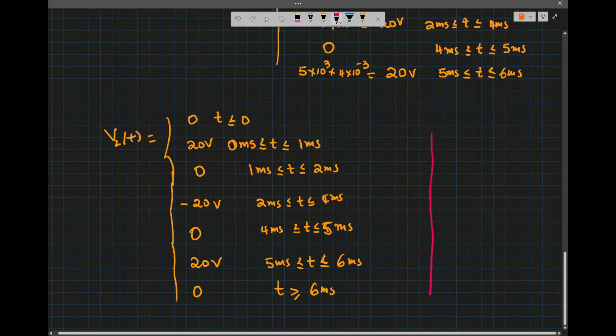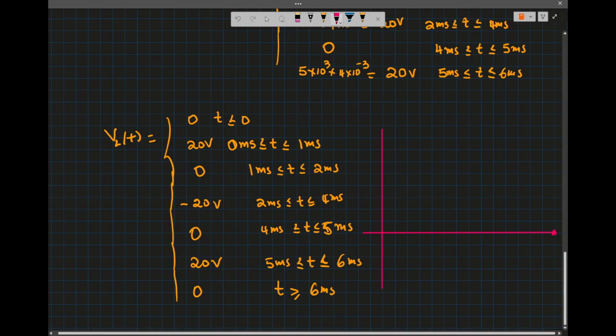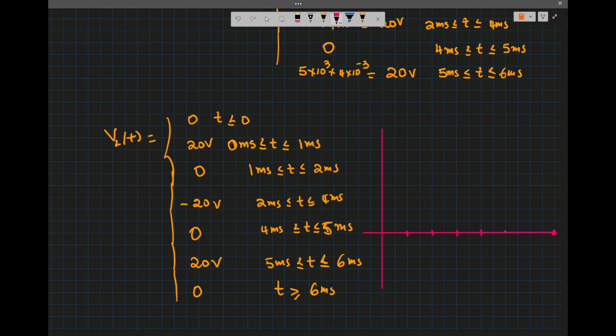So when I sketch this function, let's say 1, 2, 3, 4, 5, 6. So 1, 2, 3, 4, 5. Here is 20 volt. Let's say 20 volt up to there. And then it's going to be 0 volt. And then it goes down, 1, 2, 3, 4, 5. It goes down to -20.